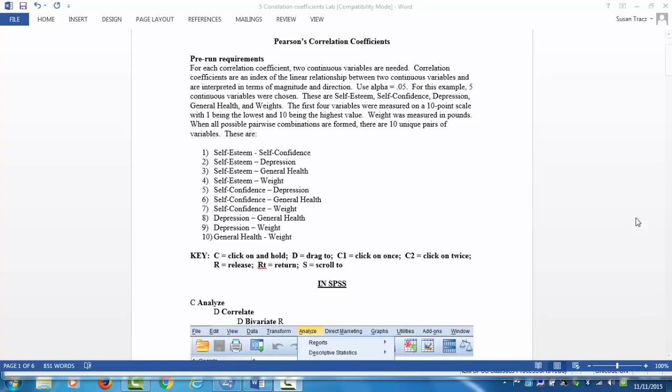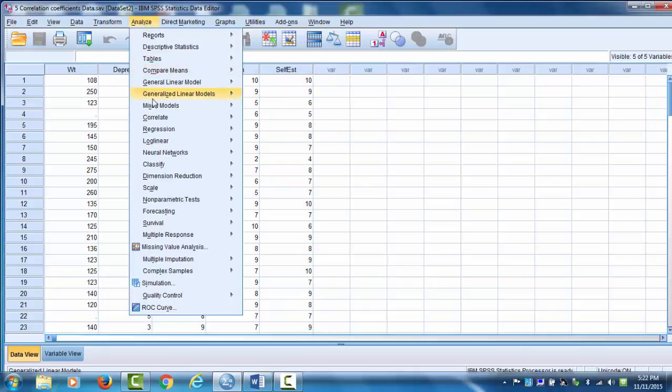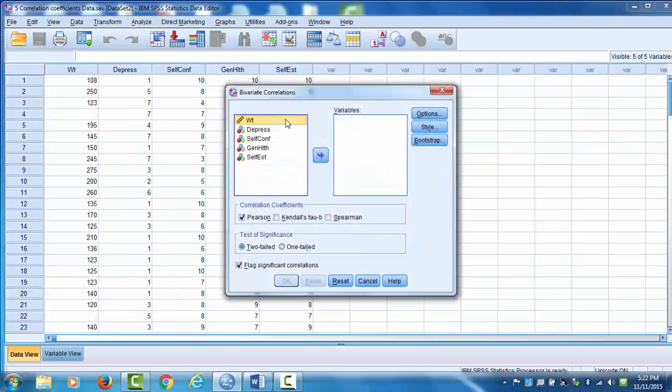So let's go to our SPSS file here. And here are my variables: weight, depression, self-confidence, general health, and self-esteem. I'm going to go to Analyze, drag down to Correlate, and then across to Bivariate, and I'll click on that.